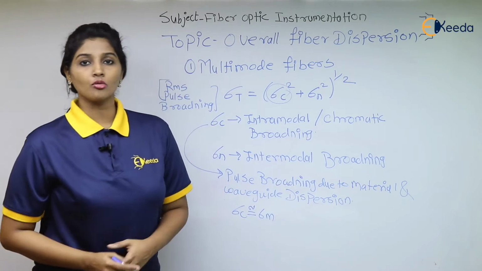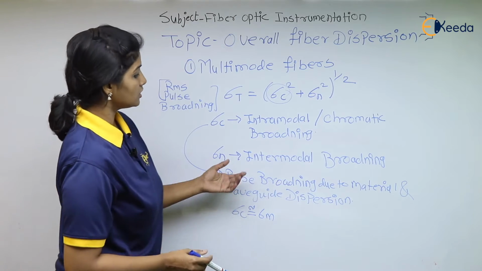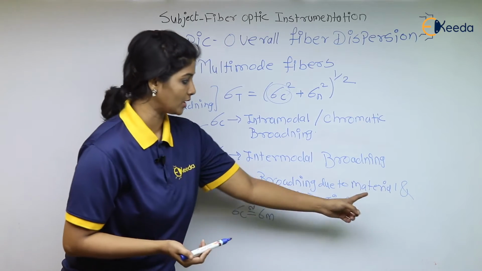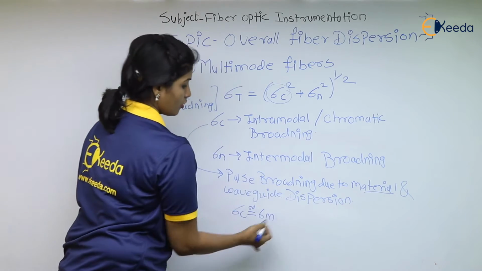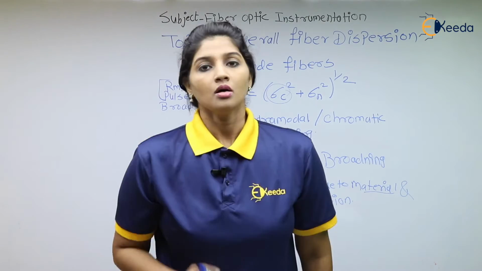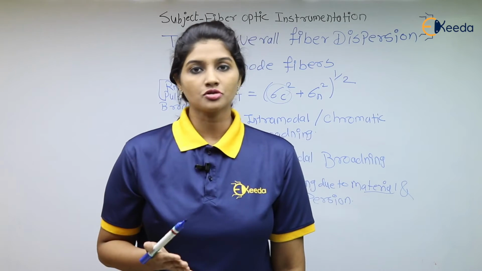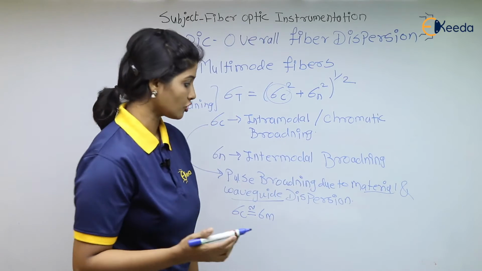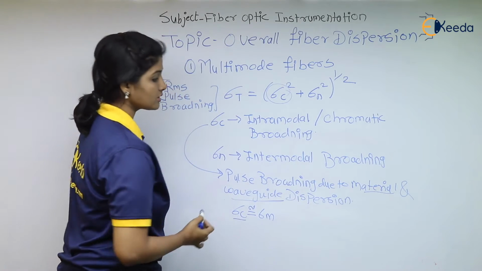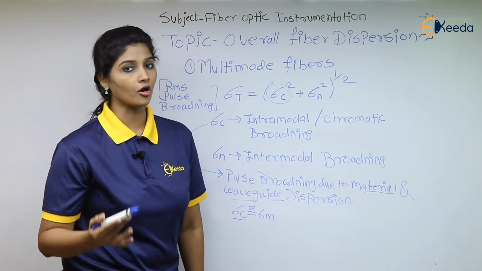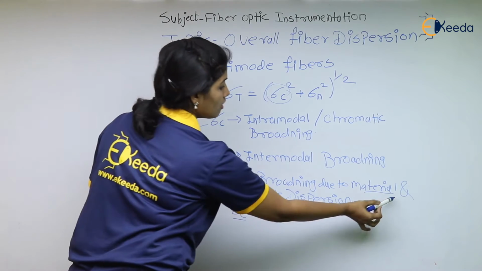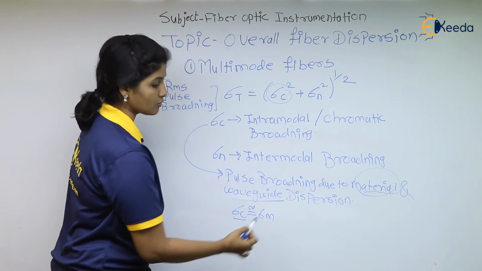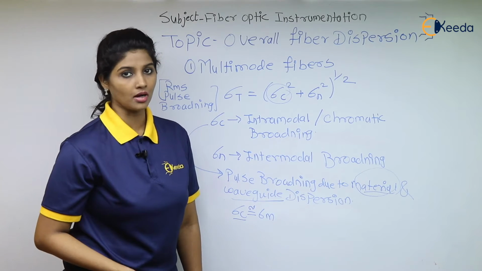The intramodal or chromatic broadening is basically the pulse broadening because of both, that means because of material as well as because of waveguide dispersion. But most of the time the waveguide dispersion is considered negligible, and therefore the majority of the time the chromatic dispersion is approximately similar to material dispersion only. So we can write sigma c is approximately equal to sigma m.